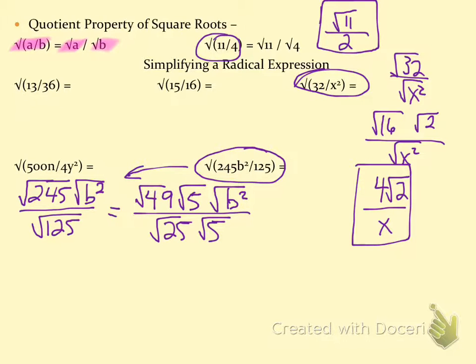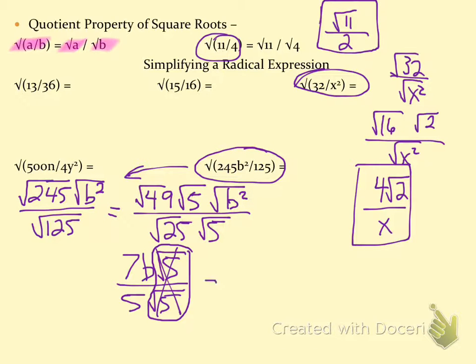Again, I can take the square root of each of these. The square root of 49 is 7, the square root of b squared is b, then times the square root of 5. On the bottom, the square root of 25 is 5, times the square root of 5. Now I have a radical sign in my denominator, and right here I've got the square root of 5 on the top and the bottom, and those cancel each other out because the square root of 5 divided by the square root of 5 is 1. So my final answer is 7b divided by 5.